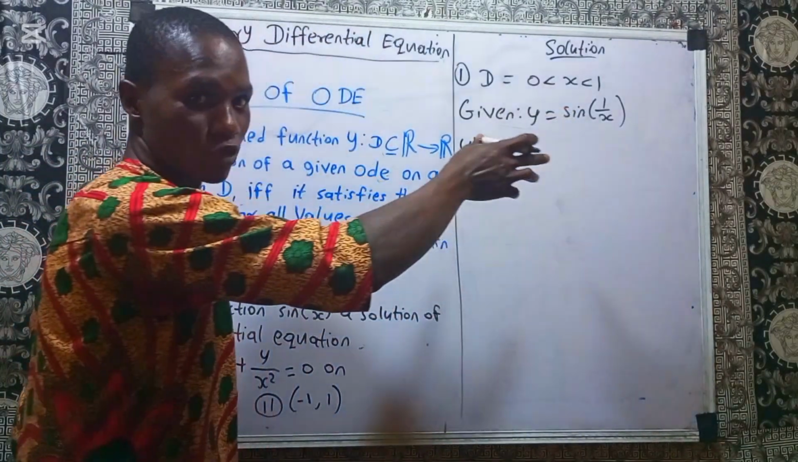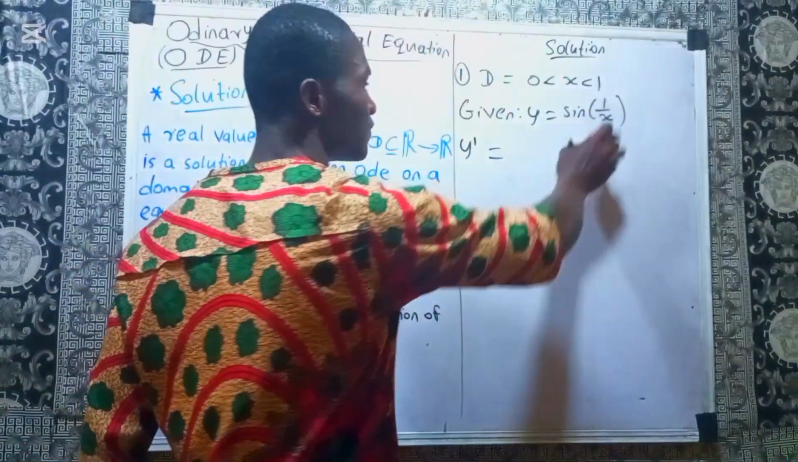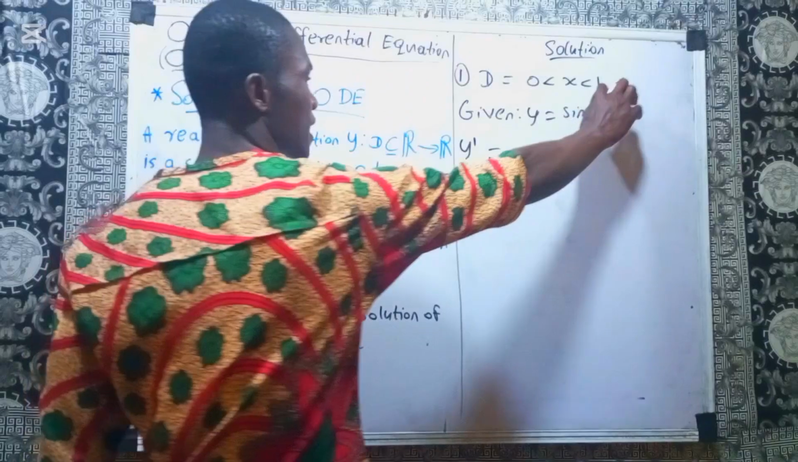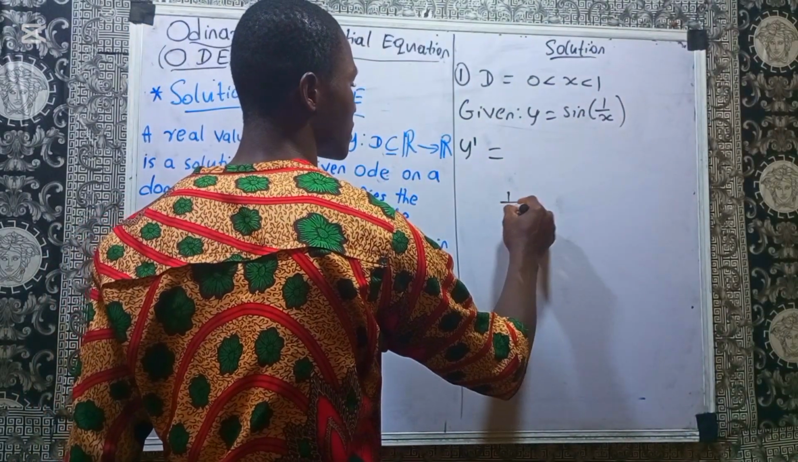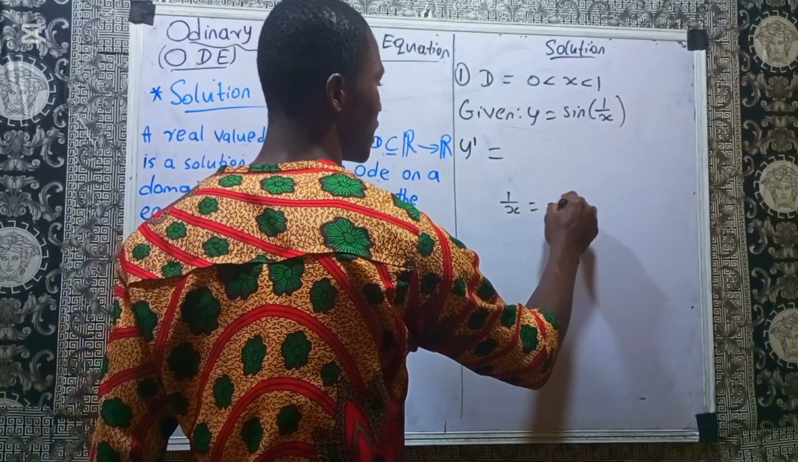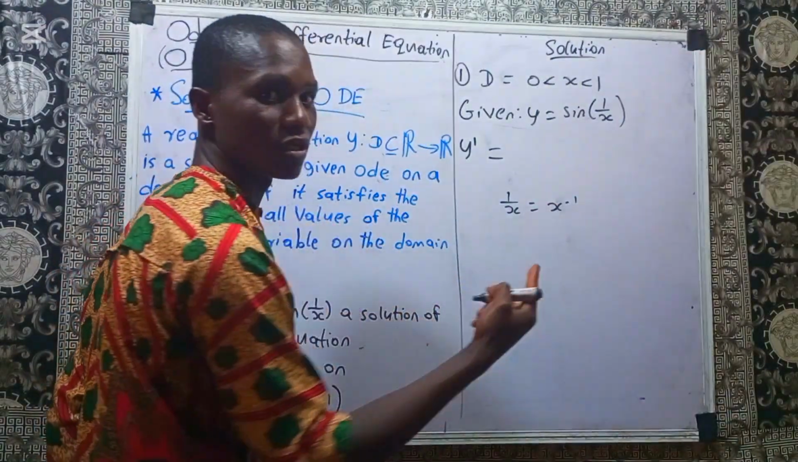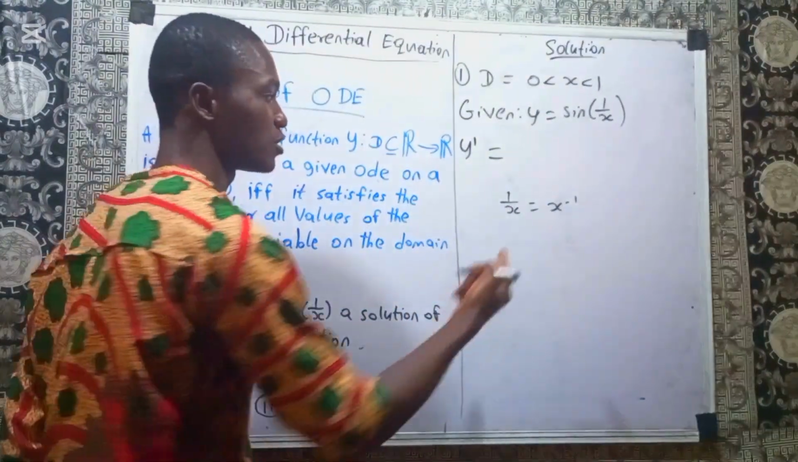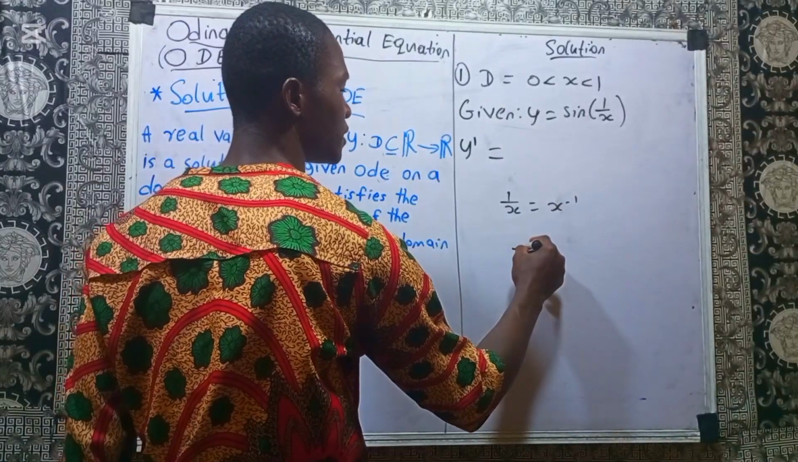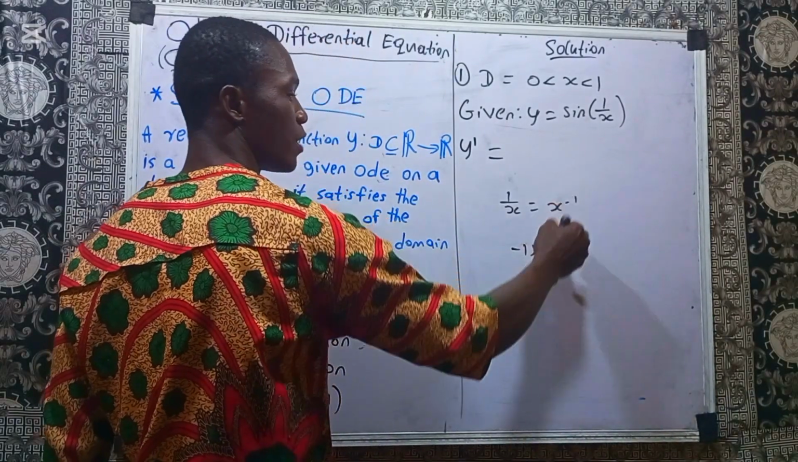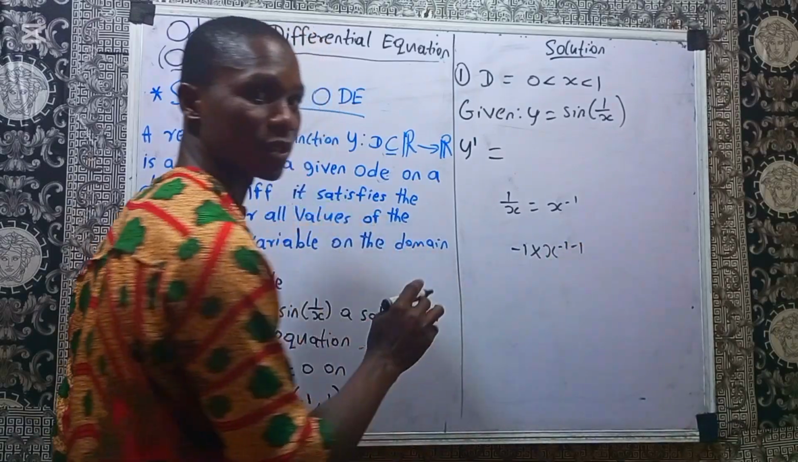Let's differentiate this function. Now if you want to differentiate this function, you use what? Chain rule. You differentiate the inside. So if you differentiate 1 over x, 1 over x can be written as x raised to power negative 1, right? So if you differentiate this, you use what? Power rule of differentiation. You bring down the power, negative 1 times, you remove 1 from the power, right?